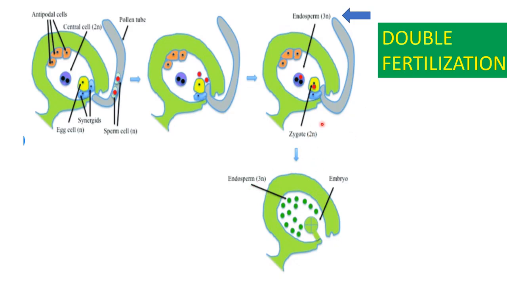These two fertilizations, that is, the two male gametes fusing, one with the egg cell and the other with the central nuclei, is therefore called double fertilization, leading to triple fusion forming the endosperm, and syngamy, the fertilization of the egg cell and the sperm cell, leading to the zygote. This double fertilization is a very characteristic feature seen in angiosperms.